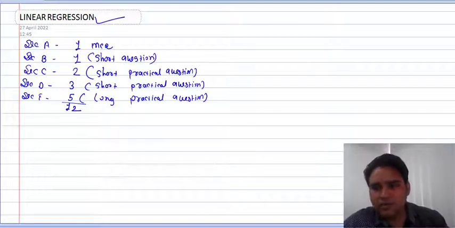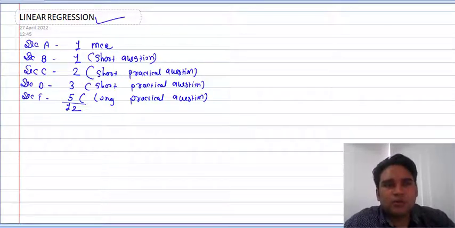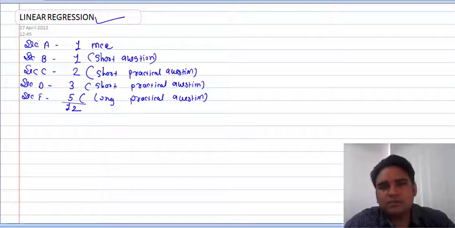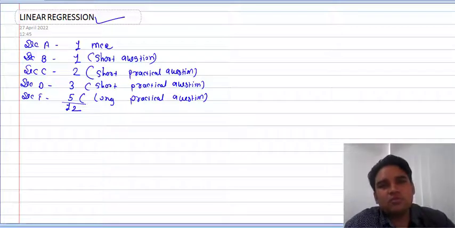Now let's first understand the meaning of regression. If you Google the meaning of regression, Google will answer: stepping back or going back to the original value, that means going back nearest to the mean value. That is the meaning of regression. But from the viewpoint of this chapter, regression means to estimate.